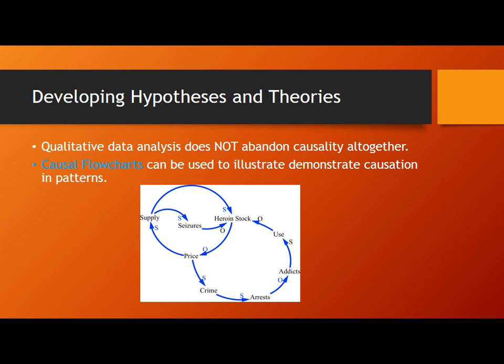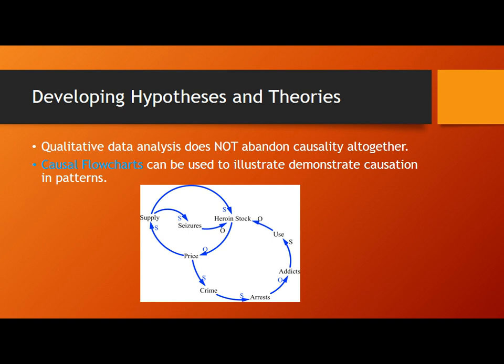Remember, I told you that we're trying to move toward this ultimately. Qualitative data analysis does not abandon causality altogether. It's just that causality from a qualitative sense is sometimes a lot more circular, whereas with quantitative data, it's usually a lot more linear.